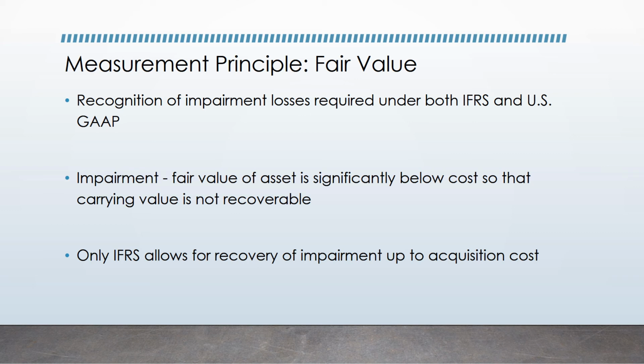Actually, the one situation in which you would wind up recording recovery of impairment under US GAAP is if the asset is held for sale rather than held for use. You reported it at net realizable value, which is fair value less cost to sell. So if your asset is still in use, you would never record recovery of impairment under US GAAP, but if you have it held for sale, then you are allowed to do it in that situation.